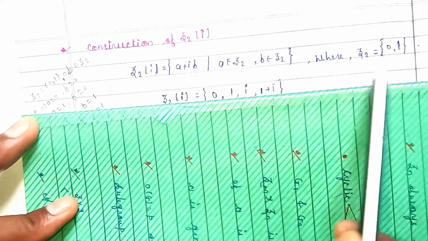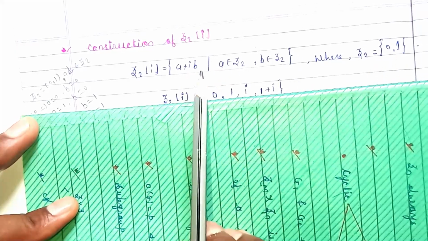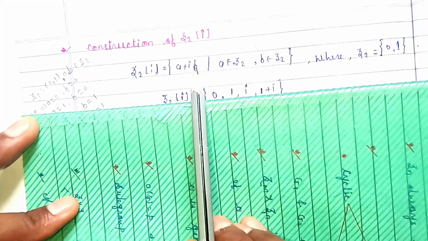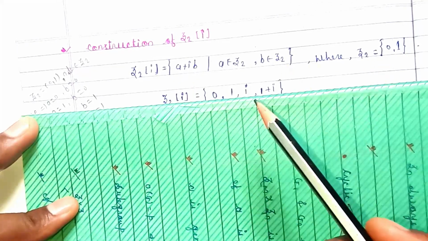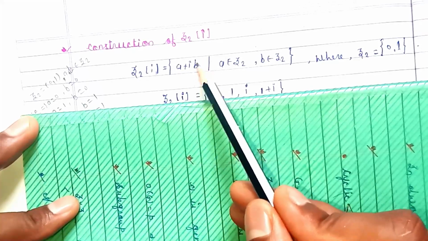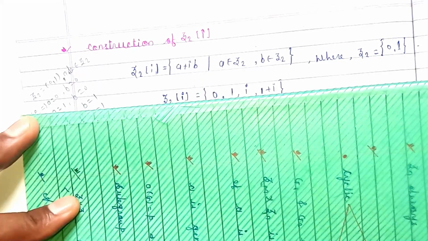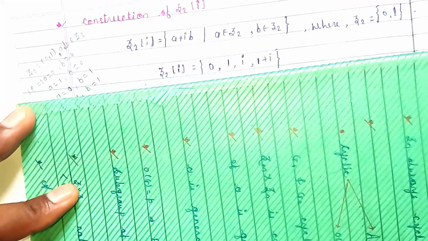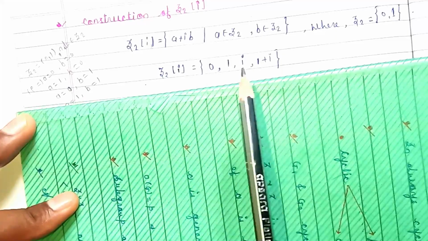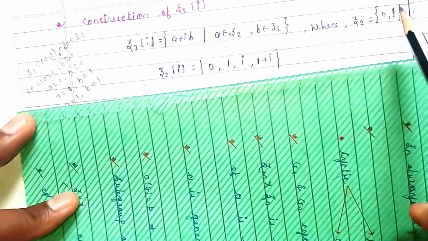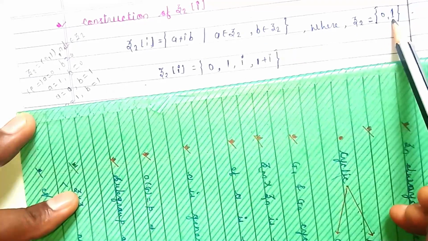And we have to apply all these possibilities for a and b. If I consider a as 0, then we may consider b as 1 or b as 0. If we consider a as 1, then there are two options for b, which are 0 and 1. So let's construct the elements of Z_2[i], where a belongs to Z_2 and b belongs to Z_2. The possibilities for a are 0 and 1, and for b also 0 and 1.